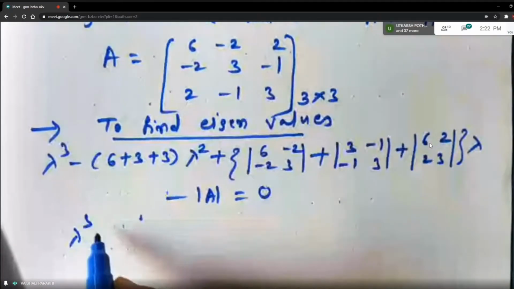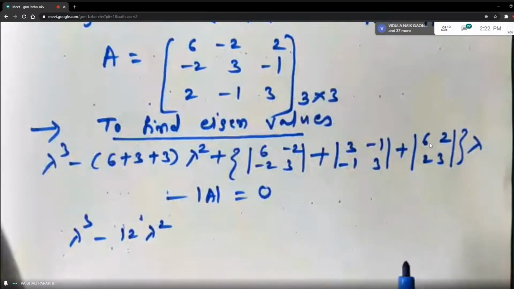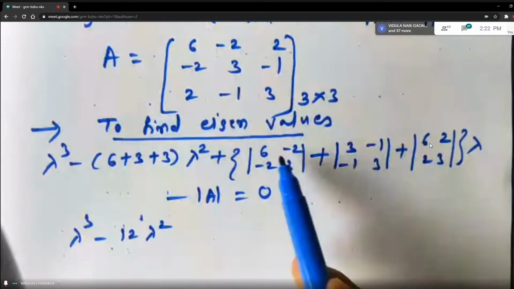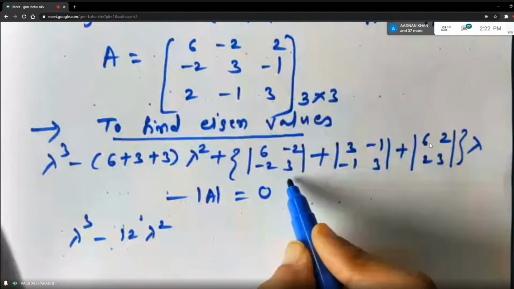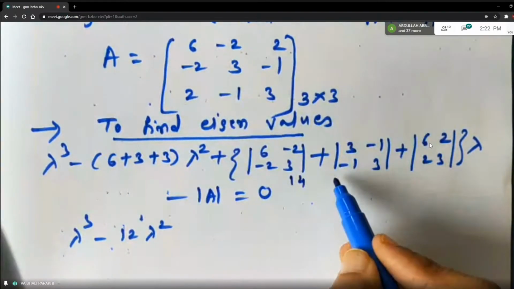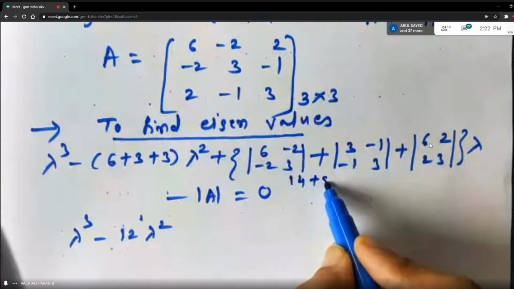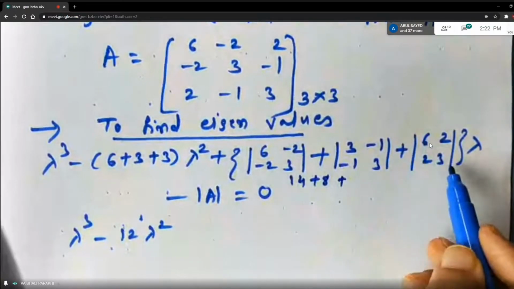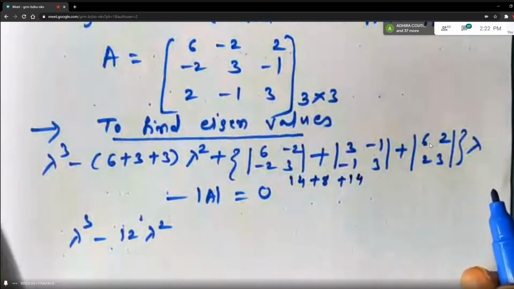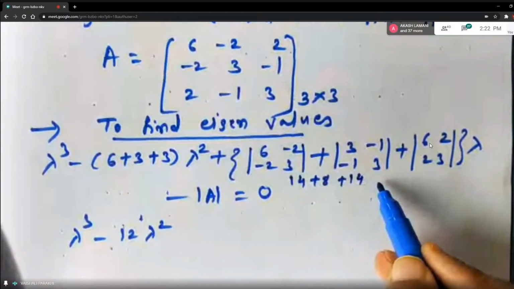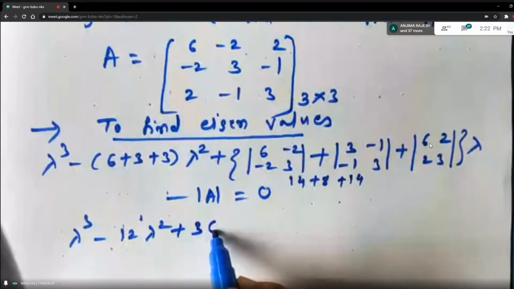So it is lambda cube minus 12 lambda square. Now just calculate this, how much you get? 6 times 3 is 18, 18 minus 4, this is 14 right here. Then this is plus, it is 9, 9 minus 1, 8. Then this is plus 6 times 3 is 18 minus 4, that is 14. And 14 plus 8 plus 14, 36. So it is coming 36 lambda, correct?